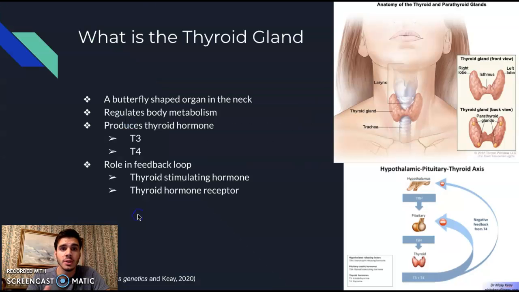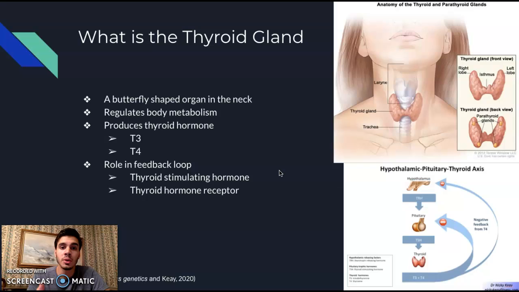Now, before diving into the disease, I think it's very important to understand what exactly the thyroid gland is. So the thyroid gland is a butterfly-shaped organ that lies in the lower neck, as you can see in the top right of this slide. There's a nice diagram of it there.